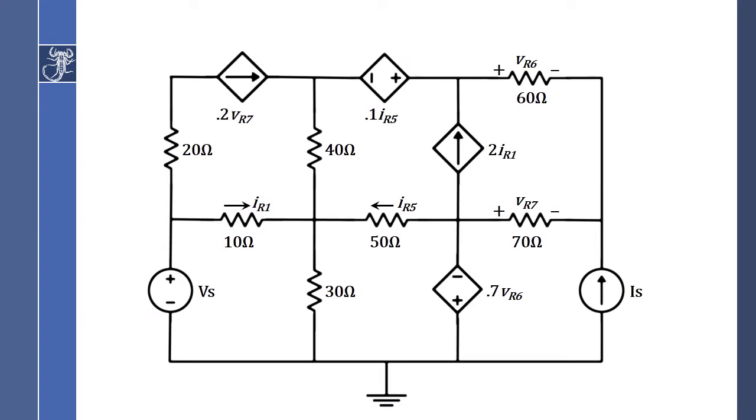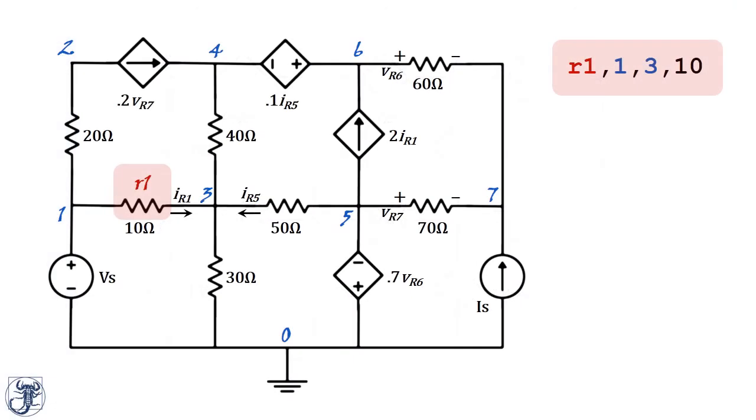We start by naming the nodes. Ground is 0, then we name the others 1, 2, 3, 4, 5, 6, and 7. Having named the nodes, we proceed to naming the elements, starting with the resistors. R1, we have to pay special attention to the sequence of the nodes because we want IR1 running from left to right, so we define it as R1, 1, 3, value of 10.